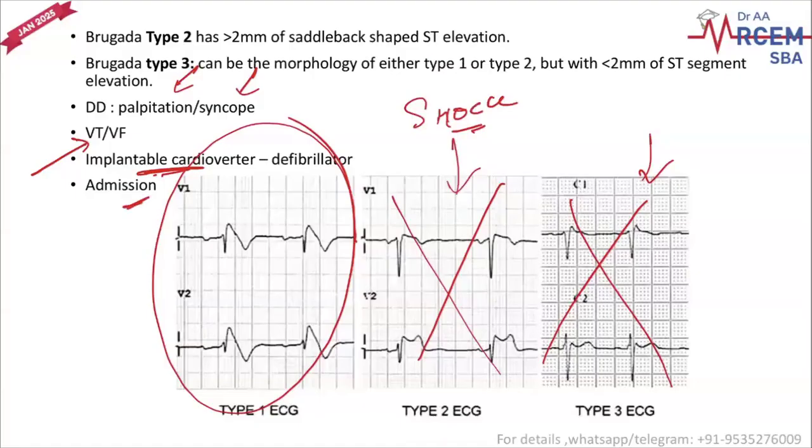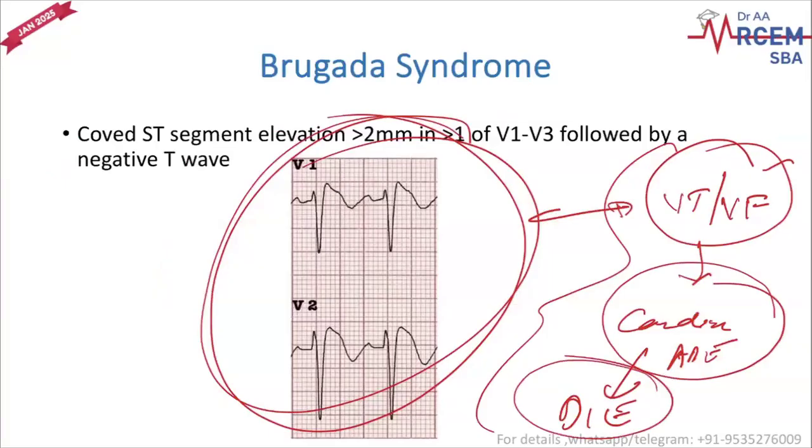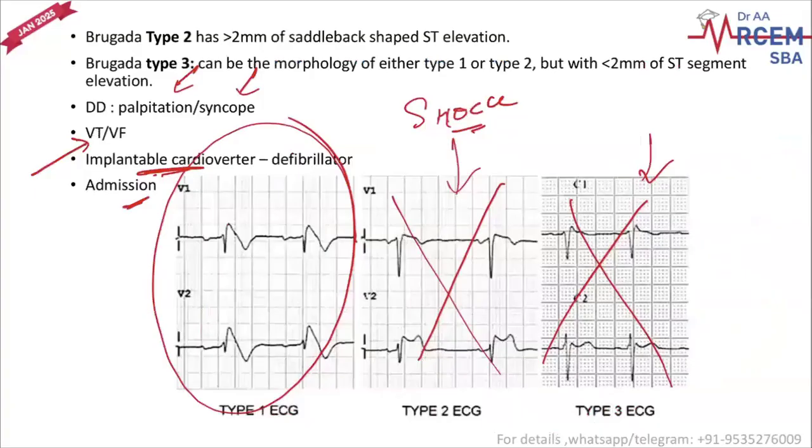What is the one more reason? Can you ask him to just follow up in the OPD and get an implantable defibrillator? No. This patient can have one more syncope. That syncope can result in VT, VF. That can result in a cardiac arrest and the patient can die. So you cannot allow him to go out of the hospital. You need to admit this patient. Okay, these are the things you need to remember.